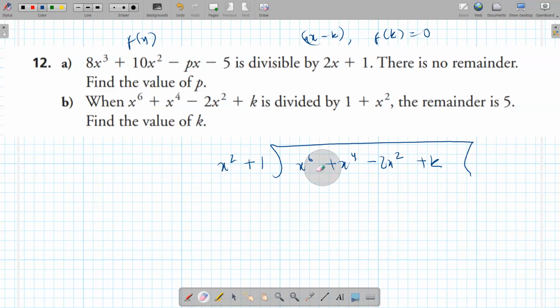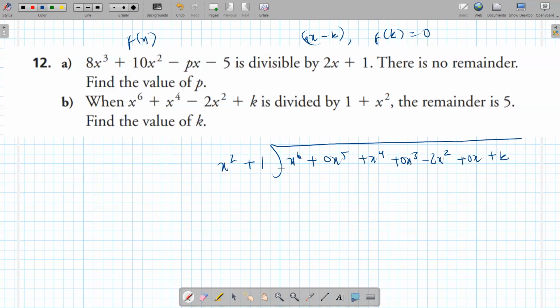But here some things are missing. X3 is missing, X5 is missing. So let me rewrite this. X6 plus 0x5 plus x4 plus 0x3 minus 2x squared. Actually, x is missing as well. Plus 0x plus k. There we go.